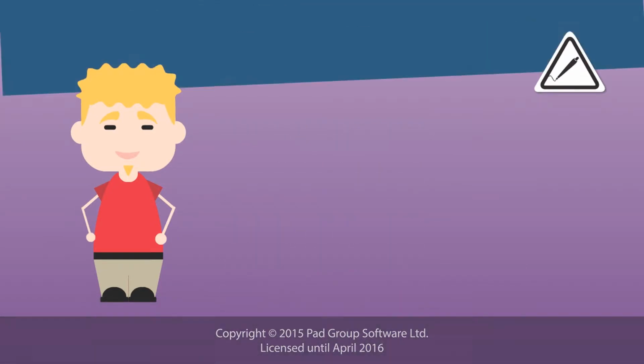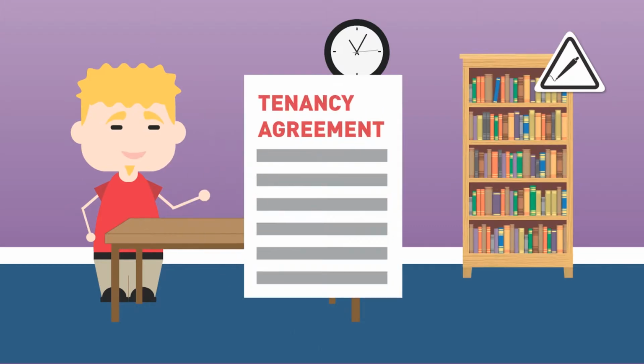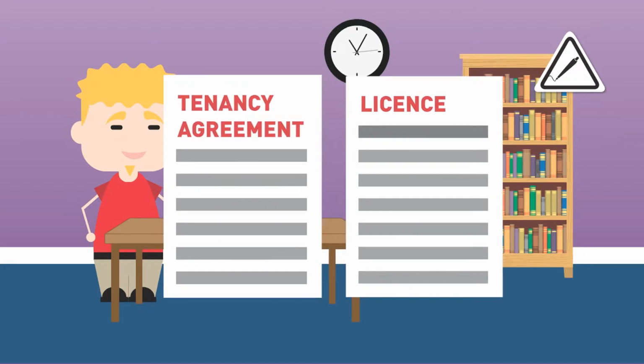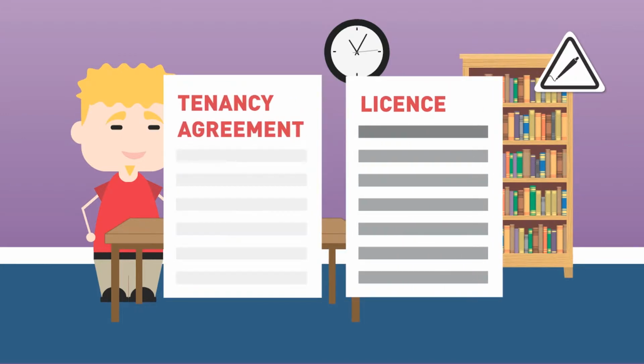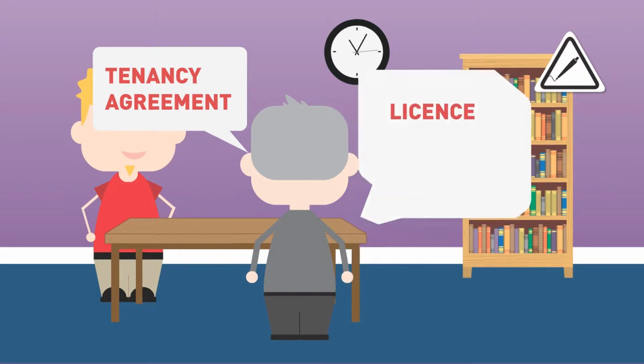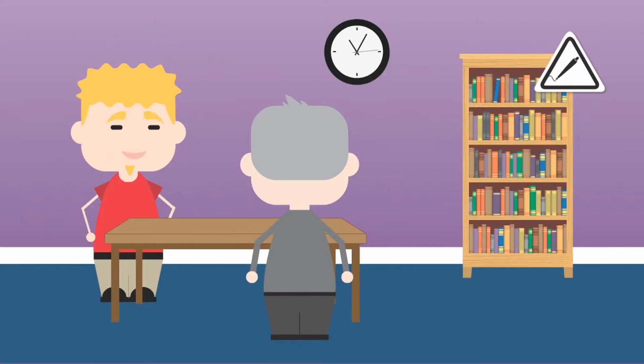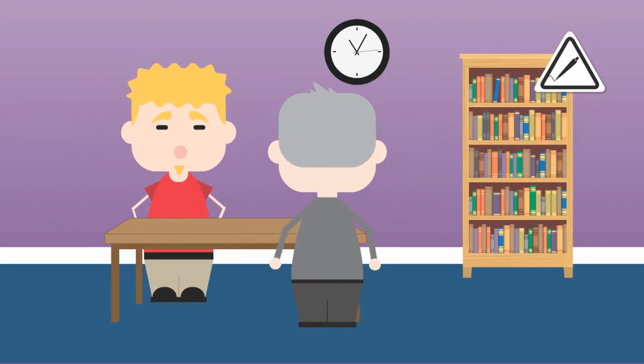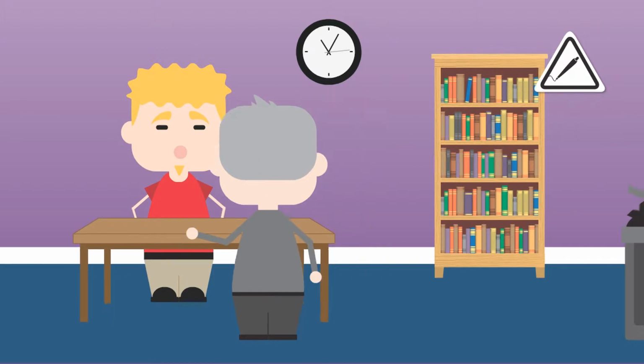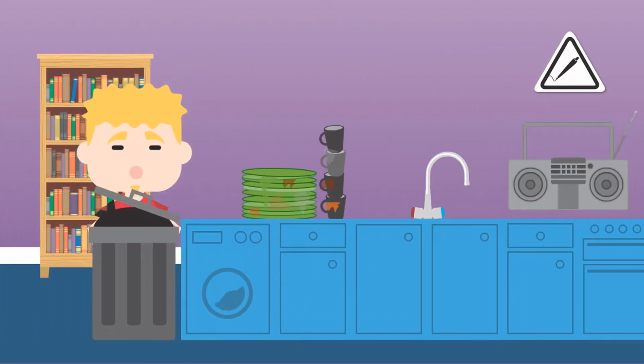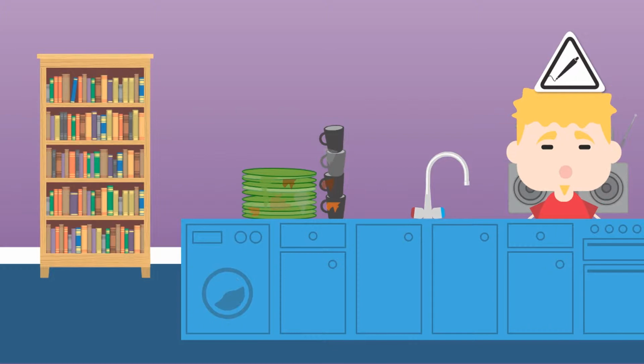When you rent a home, you have either a tenancy agreement or a licence to live in the property. Both tenancies and licences can be either verbal or written, but whatever your agreement is, you have certain legal rights as a tenant. Of course, tenants have certain responsibilities too, such as paying rent on time, keeping the property clean and tidy, and not causing a nuisance, being the main ones.